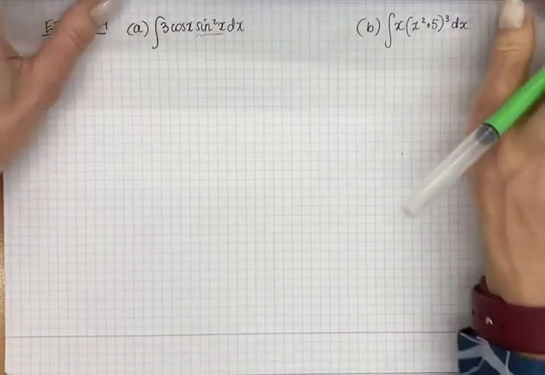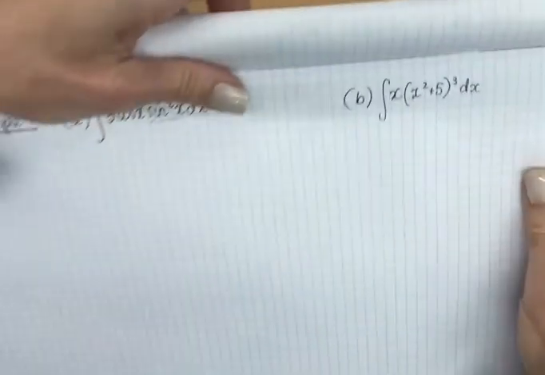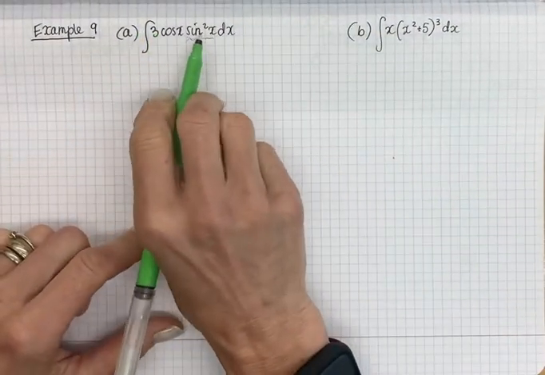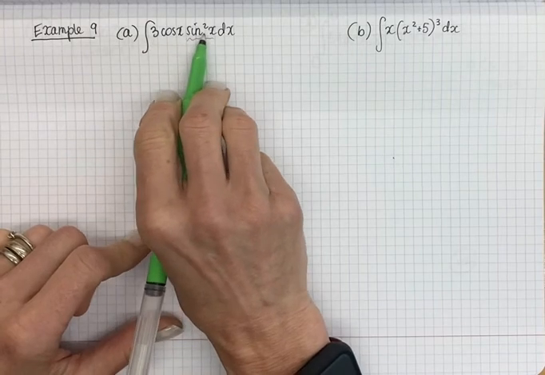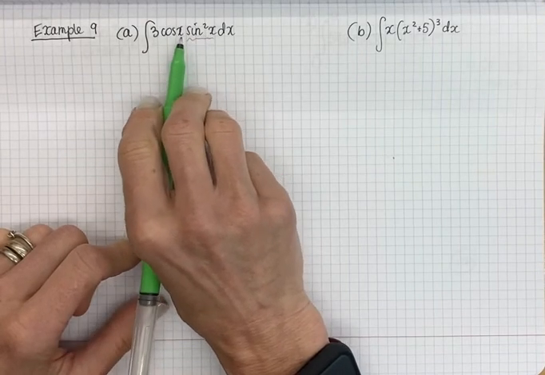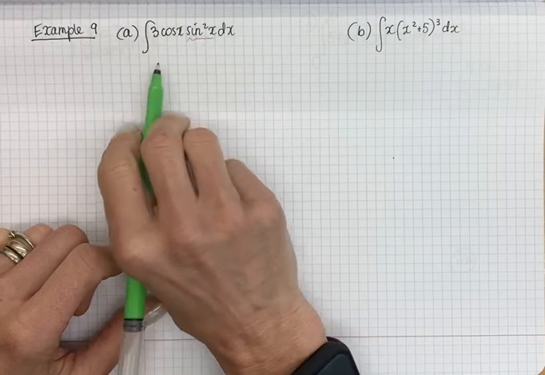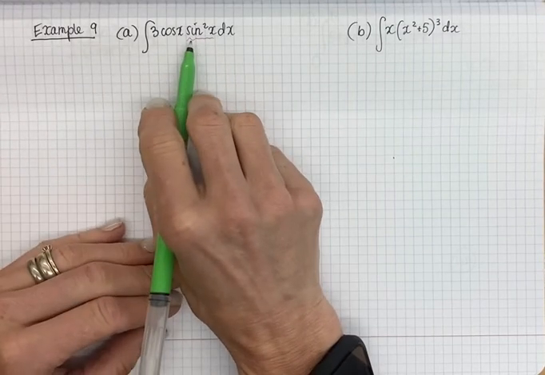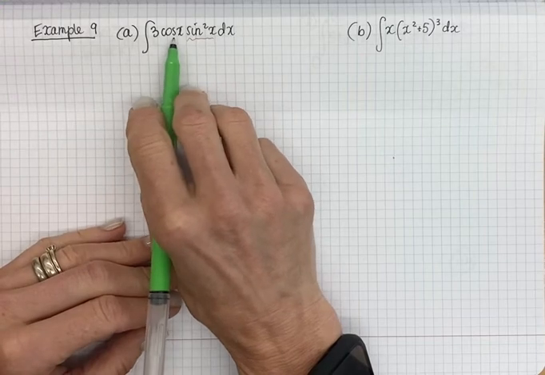Okay, let's move on to example 9. So in example 9, you've got a product of two functions. You've got 3 cos x times sine squared x. So I'm going to substitute for the one that gets a higher power. But you also will begin to realize that sine differentiates to cos.